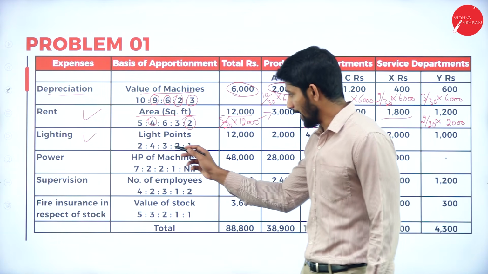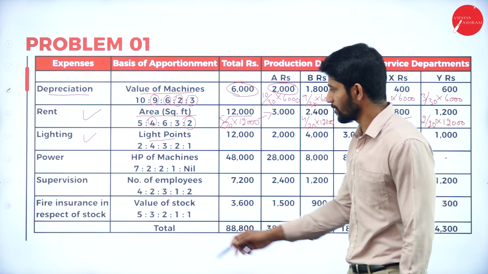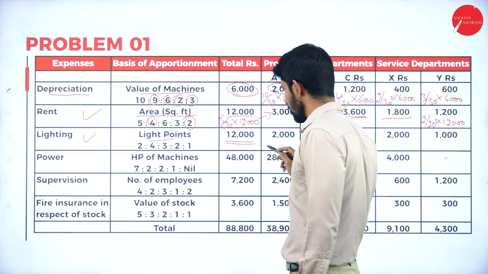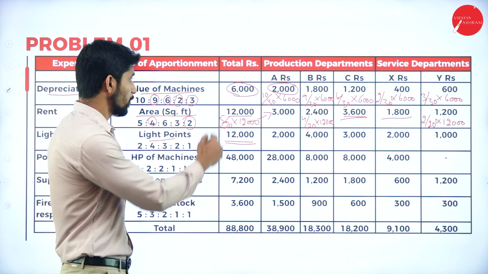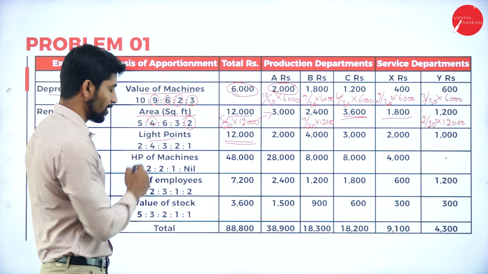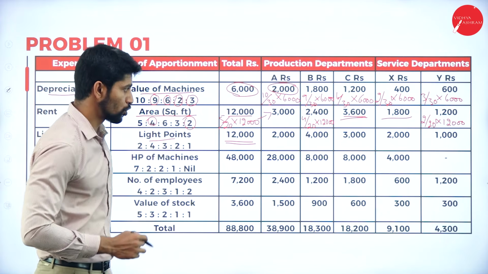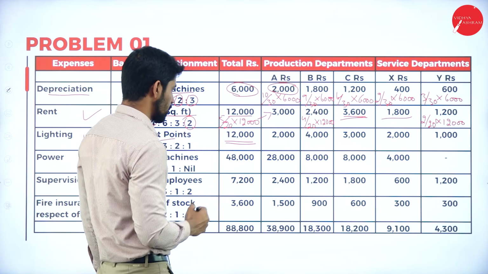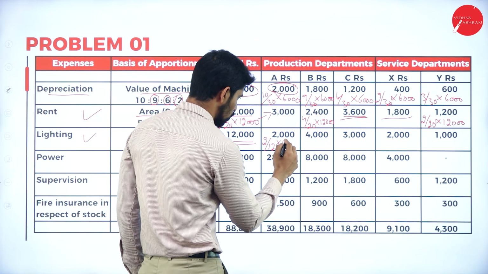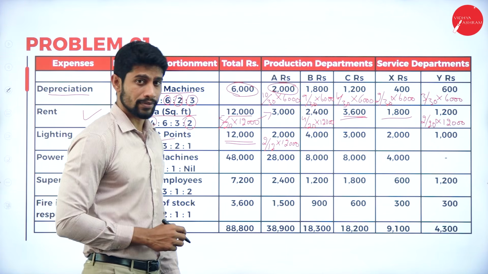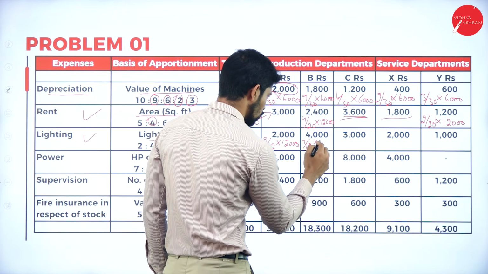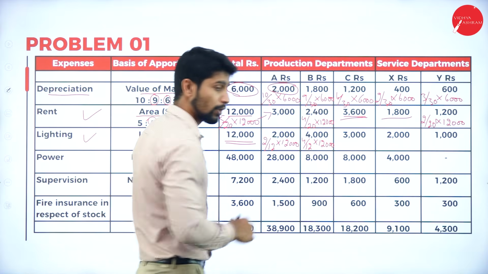Next, lighting. On what basis are we going to allocate the expenditure of lighting? On the basis of lighting points. The ratio for lighting points is 2:4:3:2:1. The total expenditure of lighting is 12,000. First total the ratio: 2 plus 4 is 6, plus 3 is 9, plus 2 is 11, plus 1 is 12. For production department A, 2 divided by 12 into 12,000 gives 2,000. Next, production department B, 4 divided by 12 into 12,000. You will get 4,000.